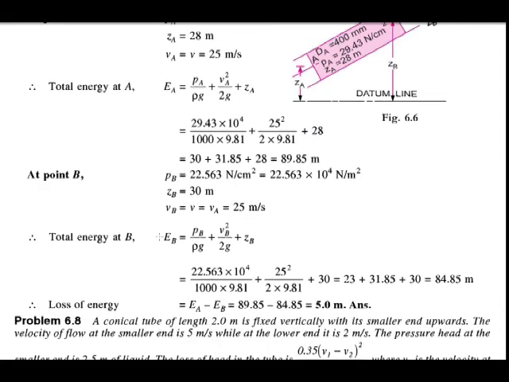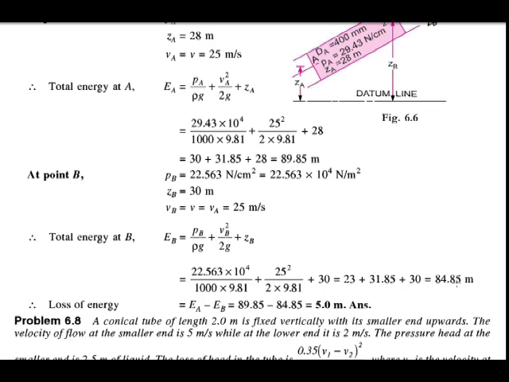Then total energy at B is the pressure head, velocity head and datum head for point B. PB upon rho g plus VB square by 2g plus ZB. So 22.563 into 10 raised to 4 upon 1000 into 9.81 plus 35 square by 2 into 9.81 plus 30. After calculating this, we get the value of EB as 84.85 meter. So here we have calculated the total energy at point A and the total energy at point B.